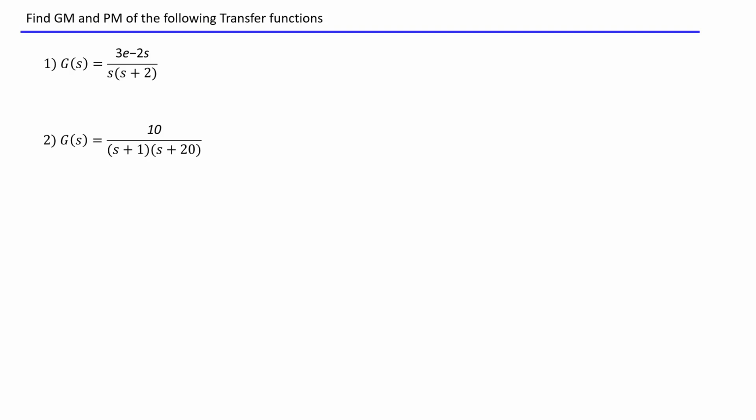There are two approaches. You can do it by calculations, or you can use MATLAB. MATLAB is a very powerful tool, so this kind of response you can easily find out. I'll show you one or two MATLAB demos on how to find the gain margin and phase margin and how to plot the Bode plot of the system. Let me quickly ask for the first question: can anyone try this question? How to find out the gain margin and phase margin for the first question?